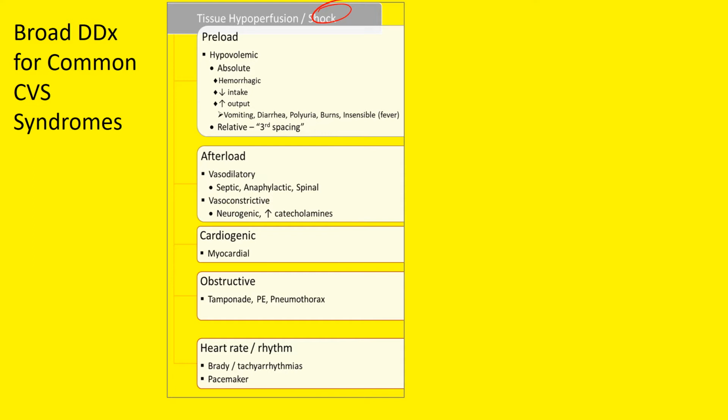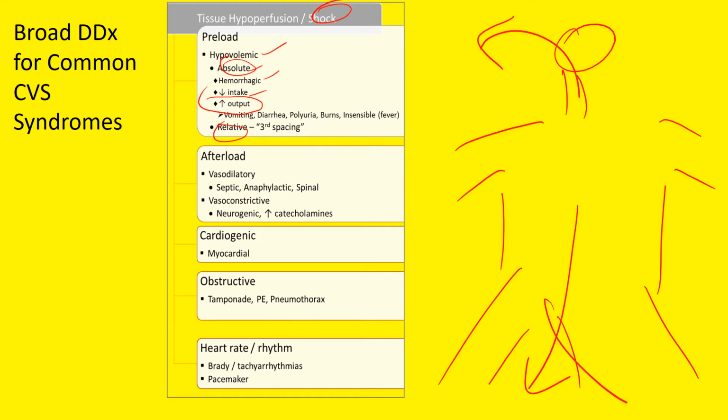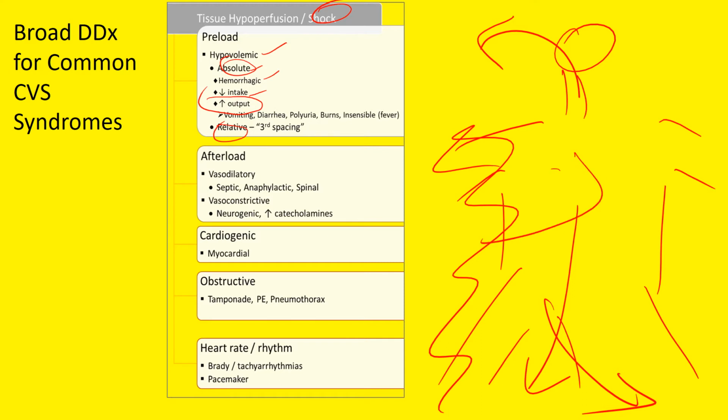For preload, you always say hypovolemia, which can be absolute or relative. Okay, and if it's absolute hypovolemia, you always have to say, I'll rule out hemorrhagic shock. And then you'll have to say, has his oral intake or IV intake been less? Have we not given enough? Or increased output? Just think of the various ways a human being can lose fluid. They can vomit, they can have diarrhea, they can pee it out, they can have insensible losses all over the body or burns or something like that. They can have a stoma from which they have a large stomal output, all of these things.